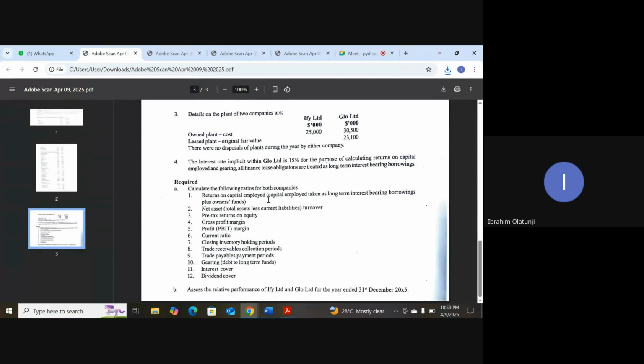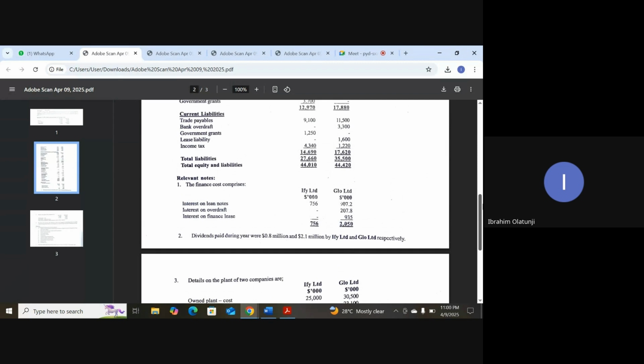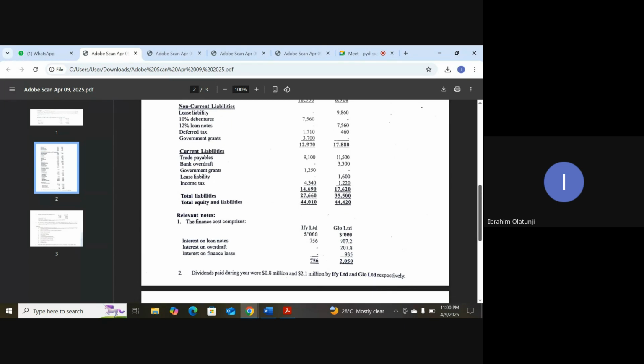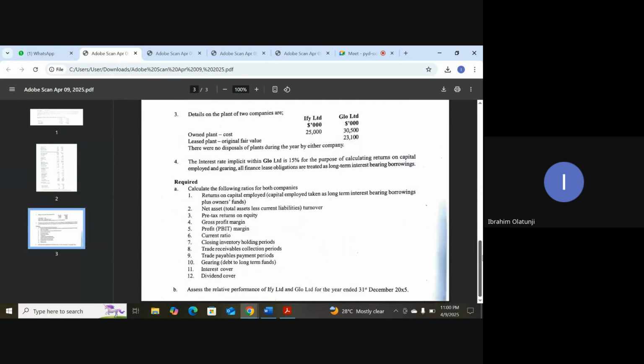Yes, sir. You can see that the examiner has already mentioned what he wants you to use as capital employed. Capital employed taken as long-term interest bearing borrowing. Is it clear? Yes, sir. Okay. Then, as a result of that, you get it.